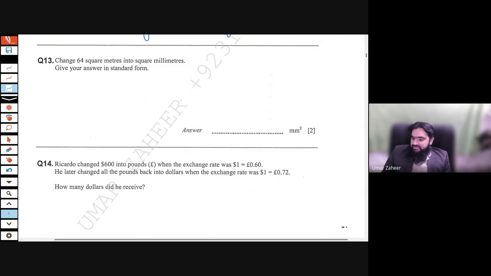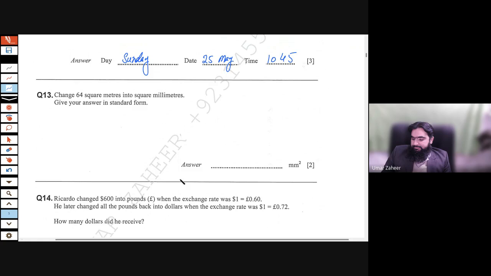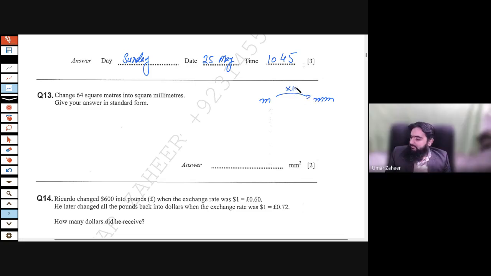Now we have the next one. Change 64 square meters into square millimeters. Okay. First of all, we have to convert meters to millimeters. When we are moving from meters to millimeters, what do we have to do? Multiply by 1,000. It is square meters, so obviously the 1,000 is squared as well. So 64 multiplied by 1,000 squared.